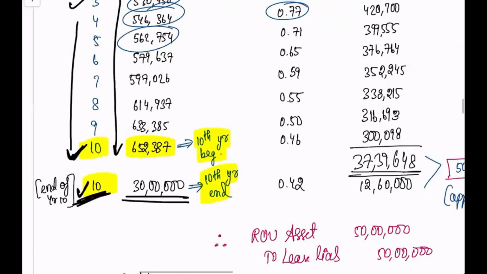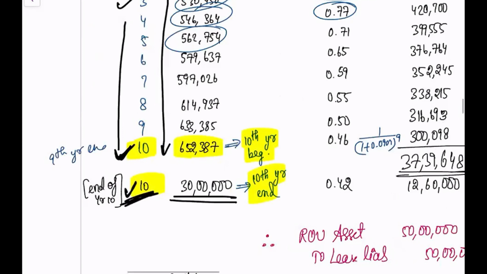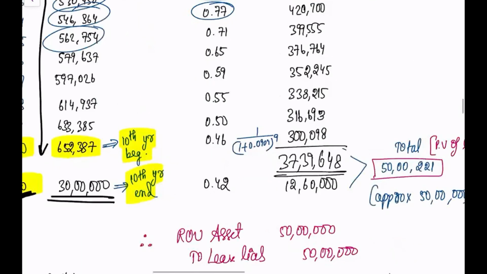Okay, your 10th year. So how did you find out your 10th year beginning present value? 1 divided by 1 plus 0.0904 to the power 9, because the 10th year beginning is your 9th year end. And yes, I hope you understood that. And you find out your present value of all the lease payments is 37,39,648.